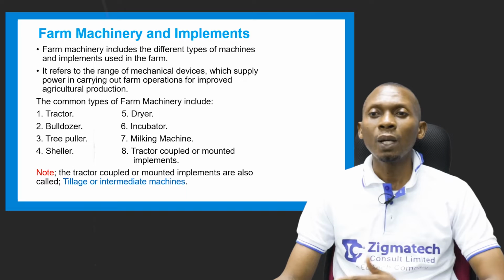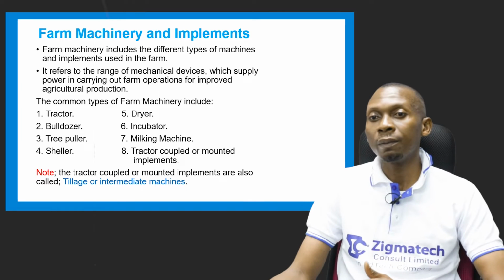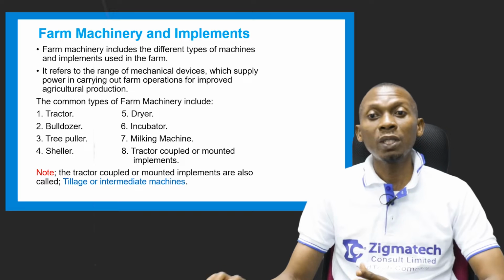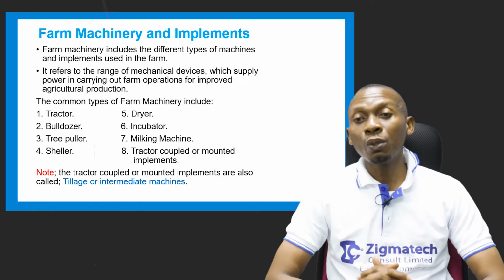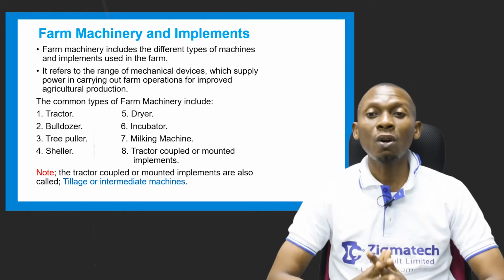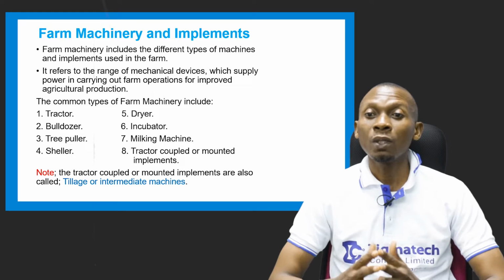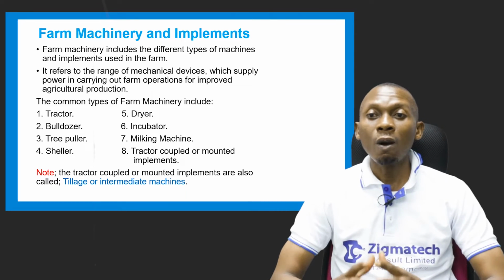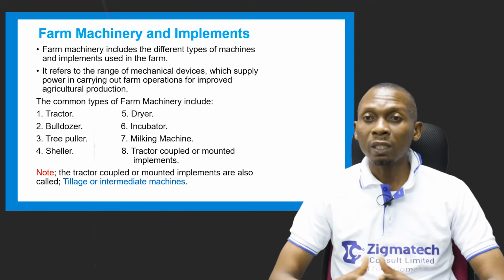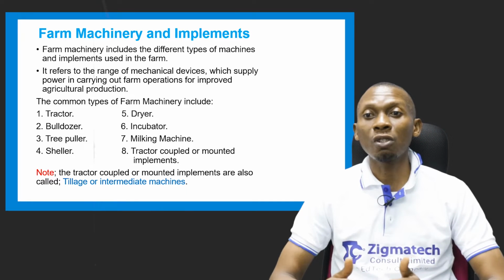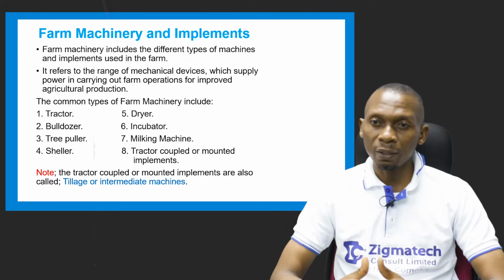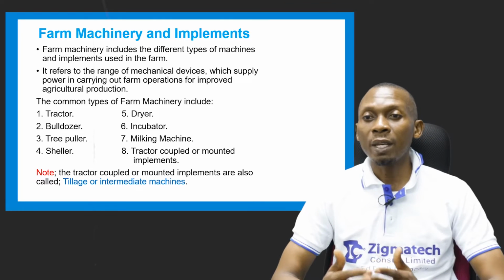Then we also have what is called tractor-coupled or mounted implements. Now you need to also take note of the fact that tractor-coupled implements or mounted implements are also called tillage or intermediate machines. Now these are implements that are coupled or attached to tractors in order for them to be operated or to make use of. They cannot just function on their own. They need to be attached or coupled to a tractor in order to make good use of them.